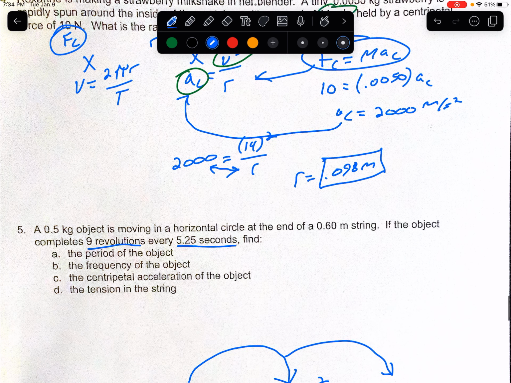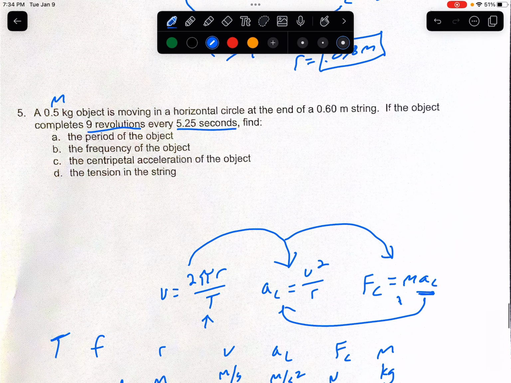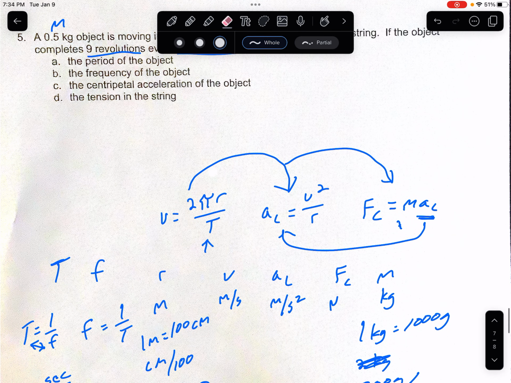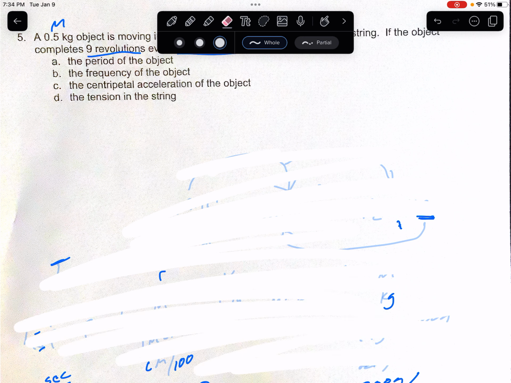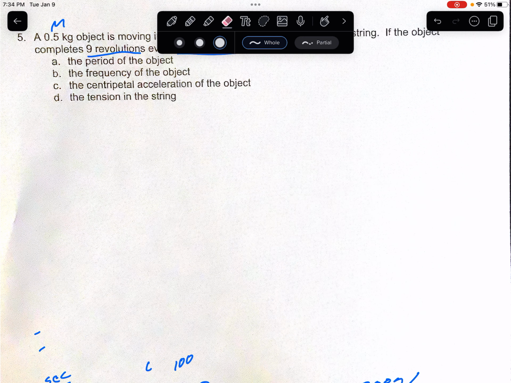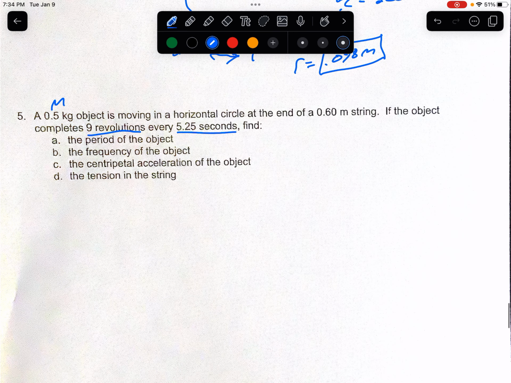Okay, number 5, a 0.5 kilogram object. So here's your mass. Let me clear up some of this down here so we have some room. Feel free to rewind this if you need any of this. So we're going to solve for this. I have a 0.5 kilogram object moving in a horizontal circle at the end of a 0.60 meter string. There is your radius. If the object completes 9 revolutions every 0.25 seconds, find the period of the object.